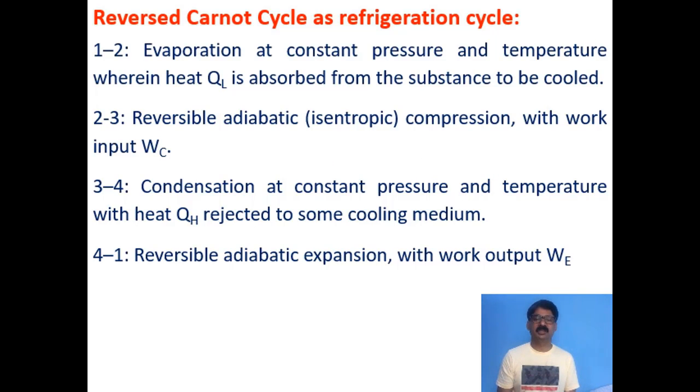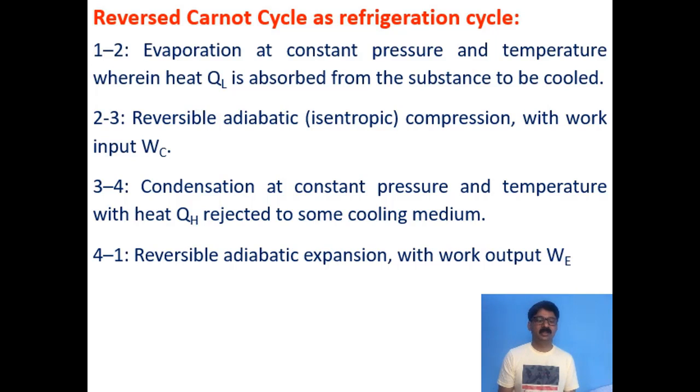1 to 2, evaporation at constant pressure and temperature, wherein heat QL is absorbed from the substance to be cooled. 2 to 3 is the reversible adiabatic or isentropic compression with work input WC. You see, compression requires some work input. Then 3 to 4 is the condensation at constant pressure and temperature. Once again, 3 to 4 line is also in the two phase region. So here it gives out an amount of heat QH to the surrounding cooling media, right?